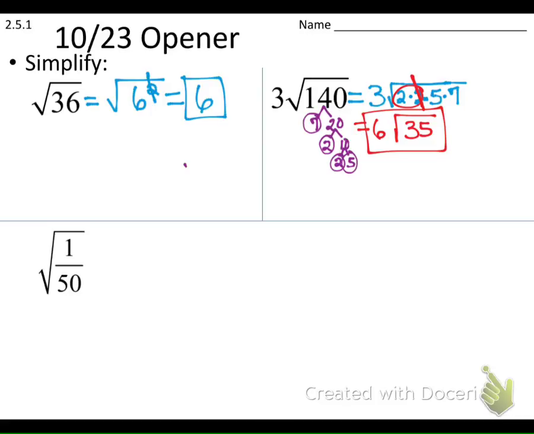This next one, you might find this on your Khan Academy. So you have the square root of 1 over 50. The first thing that you want to do is give the top its own square root sign and the bottom its own square root sign. So I'm going to put my equal sign, and I'm going to give the numerator its own square root sign, and I'm going to give the denominator its own square root sign.